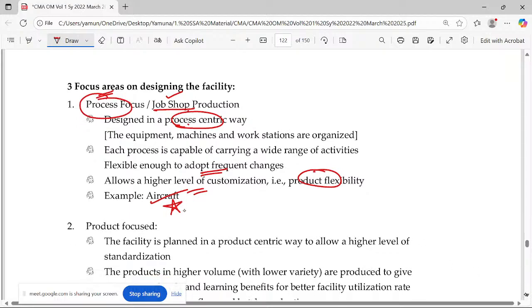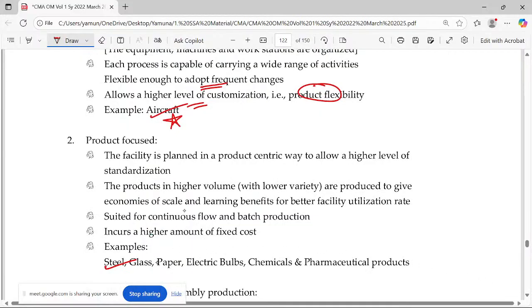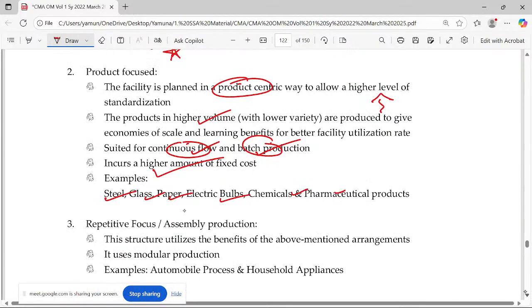Okay. Product focused, we have to go for steel, glass, paper, electric bulbs. These are the examples where it becomes product centric and also it allows a higher level of standardization. So probably we'll go in higher volume. So steel now we do it in higher volume, right? So continuous flow and batch production also will be considered. See, for process it is job shop. Here it is continuous or batch. And it incurs a higher amount of fixed cost. Obviously, it will become more capital intensive.